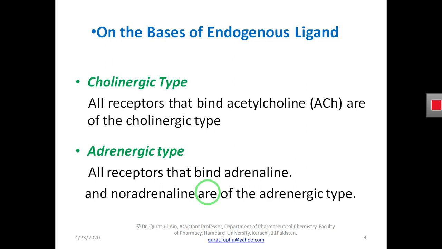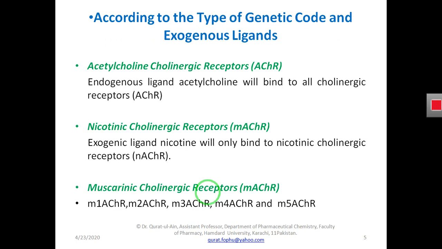So the other type of receptor binds with endogenous neurotransmitters, that is adrenaline or noradrenaline. These receptors come as adrenergic type receptors. So the first type of classification of receptors is on the basis of the function they perform. The other type is on the basis of the endogenous ligand they bind, and the third one is according to the type of genetic code and exogenous ligand.